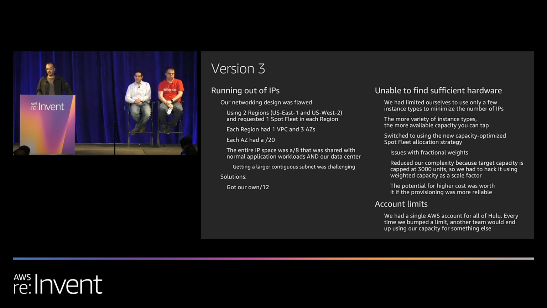It also had an unintended benefit where the complexity of our Spot fleet logic actually got simpler. Previously, we were using target capacity combined with weighted capacity as a scaling factor to hack around it, because we were requesting such a large amount of capacity. And at the time, target capacity was capped at 3,000 units. I think now it's maybe 5,000. But again, we're trying to get over 1 million vCPUs, millions of containers. And so being able to switch to capacity optimized was really helpful to us.